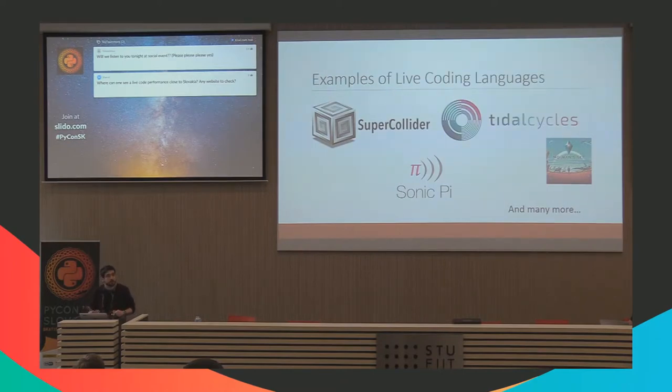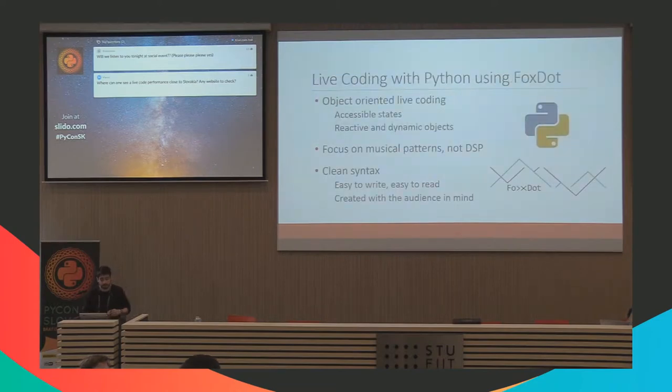So I decided to create my own live coding environment called FoxDot, which is based in Python. And that's got a real focus on object orientation. And like I said, I wanted to have accessible states that I could manipulate from other places in the program and create objects that could be reactive and dynamic in the context of music, because I think music is better when it is dynamic and there's lots of change.